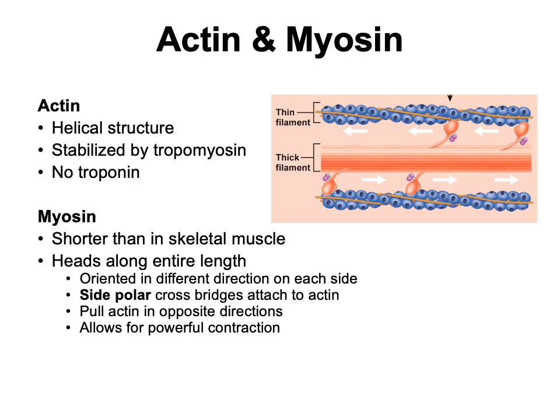I want to draw your attention to the diagram so you can get the image of that. They are in different directions. This causes a side polar cross bridge arrangement to the actin filaments. It'll pull the actin in different and opposite directions across the myosin, allowing for a very powerful contraction.